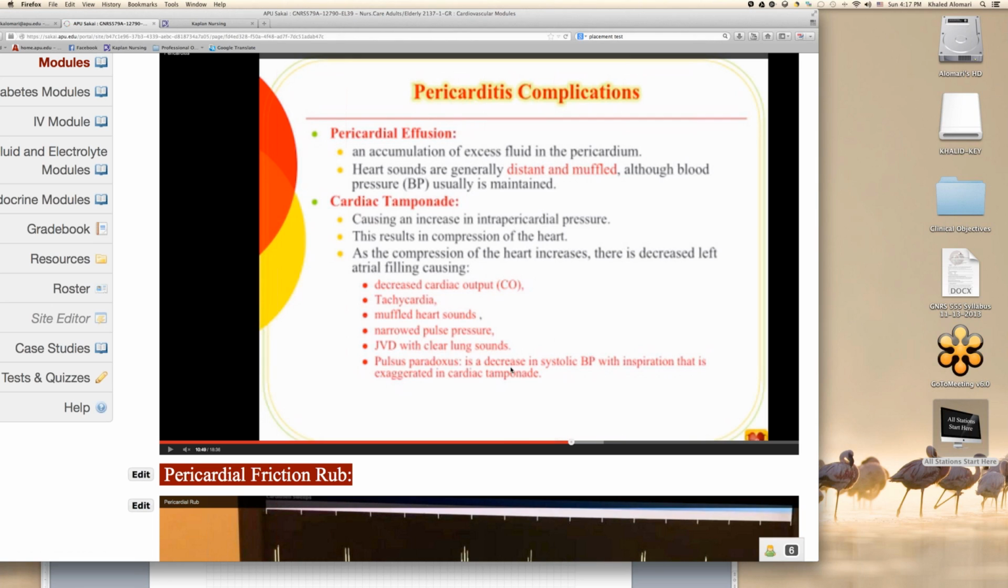The difference is due to the restriction that the lungs physiologically or normally apply to the heart. Now, in addition to that, there is a pathological restriction coming from pericarditis. Together they will increase the difference in systolic blood pressure between inspiration and expiration.